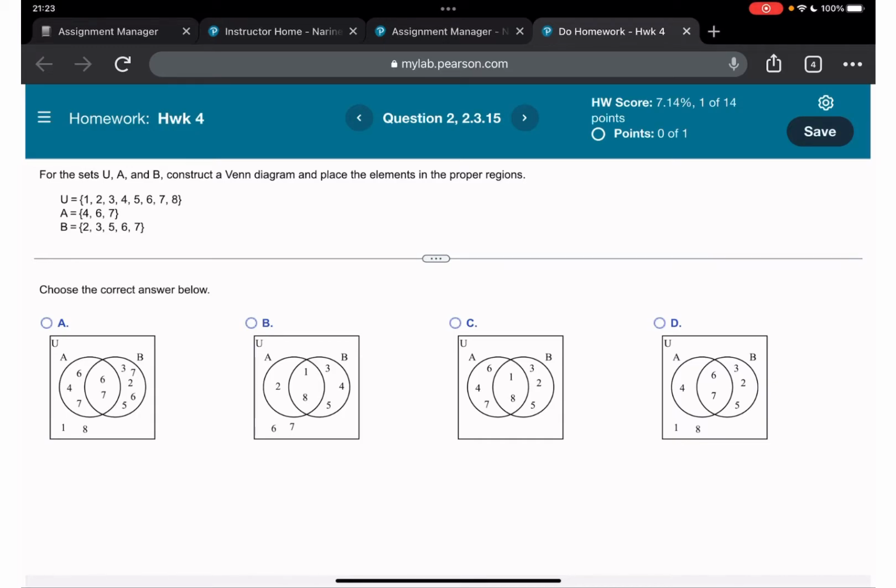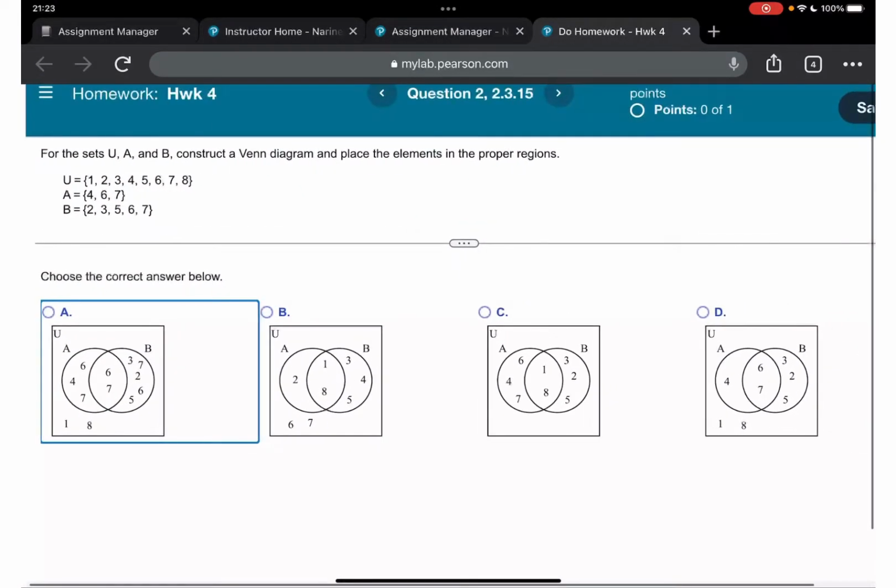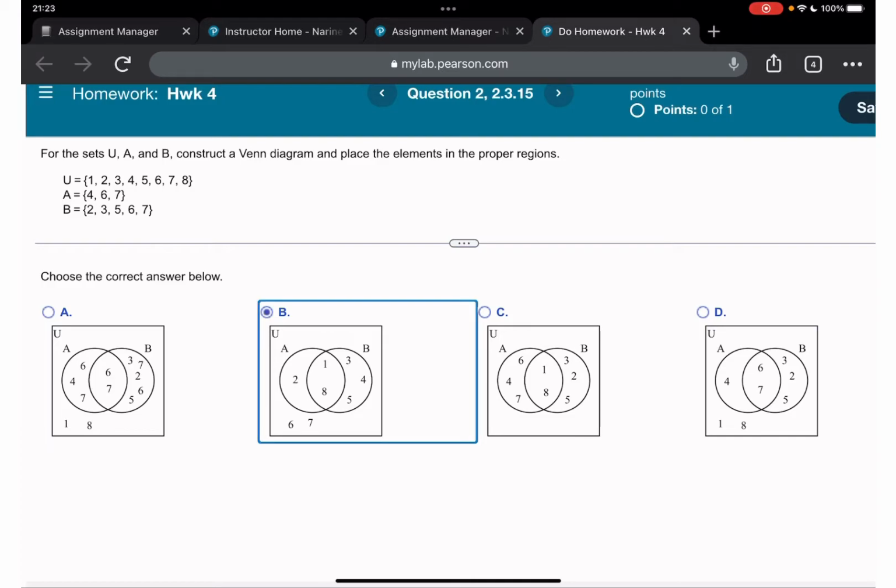I would suggest to start from A and B, and then at the end we check U, because that would be easier. Instead of checking the whole set, let's go through their parts, and at the end we can put it together. So A is supposed to have 4, 6, and 7. Let's look at case A. We have 6, 4, 7, 6, 7. Well, 6 is repeating twice, 7 repeating twice. Here it's only once. All right, moving to case B.